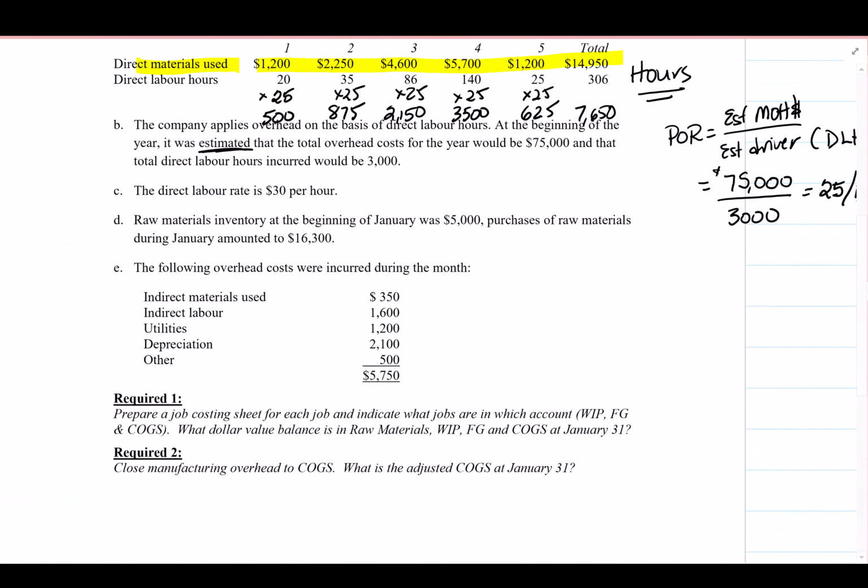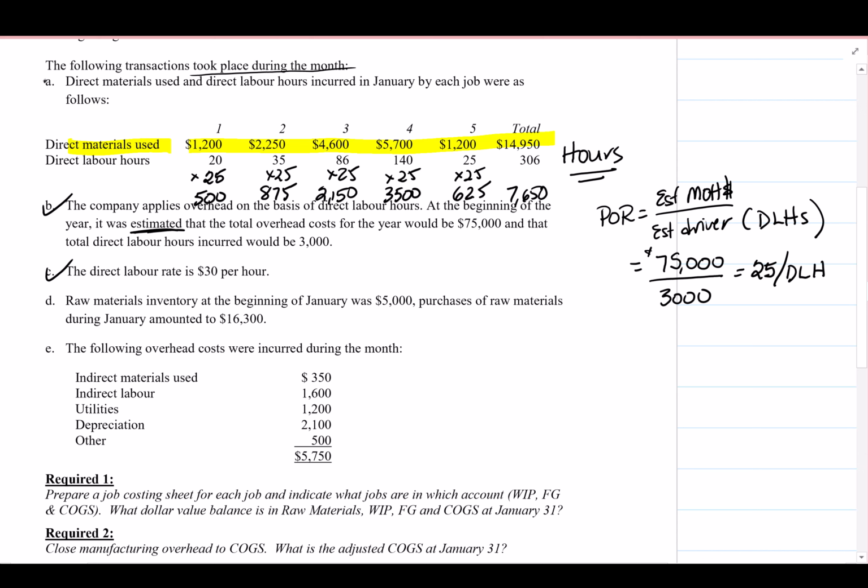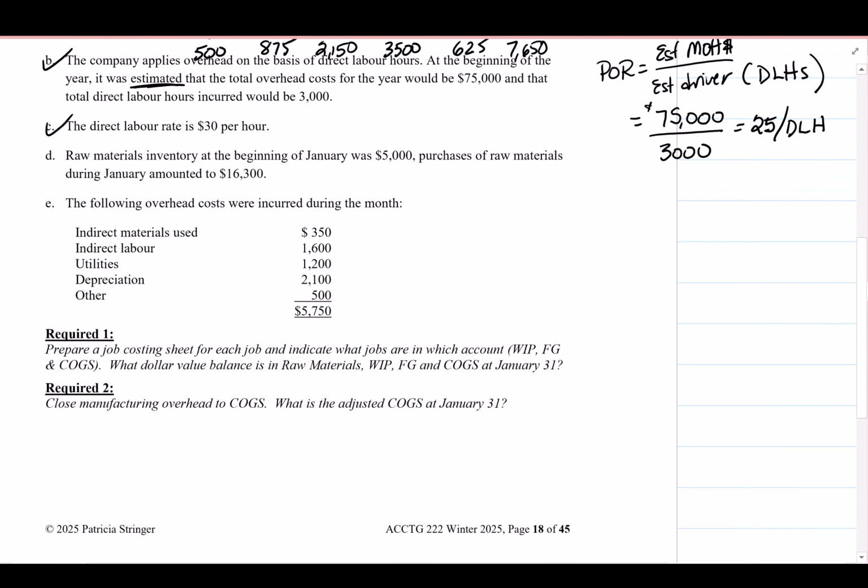Okay, I just want to quickly look at what else they had here. We dealt with C, we dealt with that. Raw materials inventory at the beginning of January was 5,000. Purchases of raw materials during January amounted to 16,300. Okay, that's raw materials. We'll deal with that. And then the following overhead costs were incurred during the month. Oh, that's actual overhead. That doesn't have anything to do with applying things to the job. This company must be using normal costing because they're using actual direct materials, actual direct labor, and then they apply overhead based on estimated amounts, which was a predetermined overhead. So we'll deal with this in a few minutes.